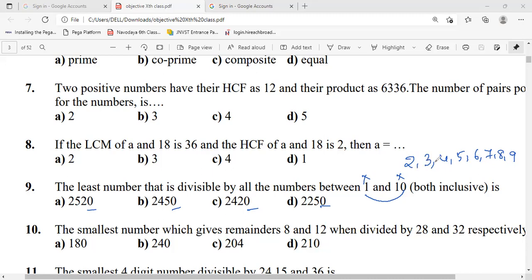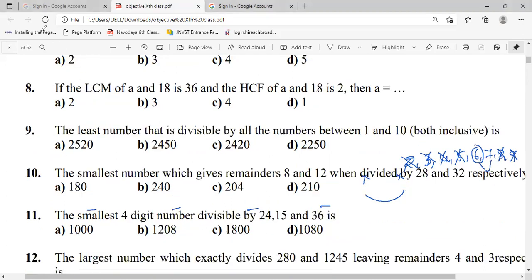Whenever it is divisible by 6, it is also divisible by 2 and 3. Whenever it is divisible by 10, it is divisible by 5. Whenever it is divisible by 4, it is divisible by 2. Whenever it is divisible by 3, it is divisible by 9. Whenever it is divisible by 4, it is also divisible by 8. Just you have to check 6 and 7. You will get the answer.